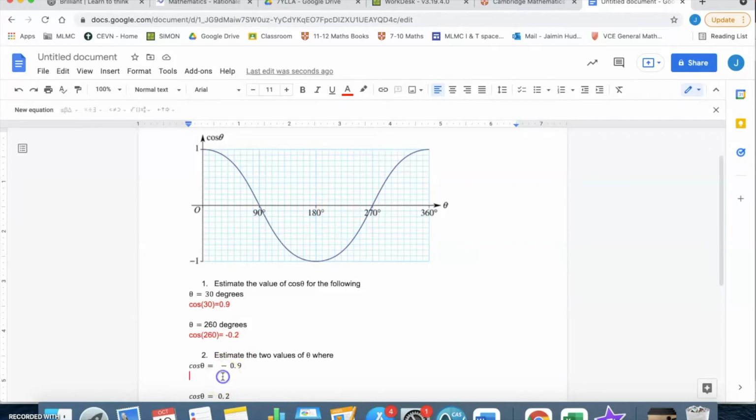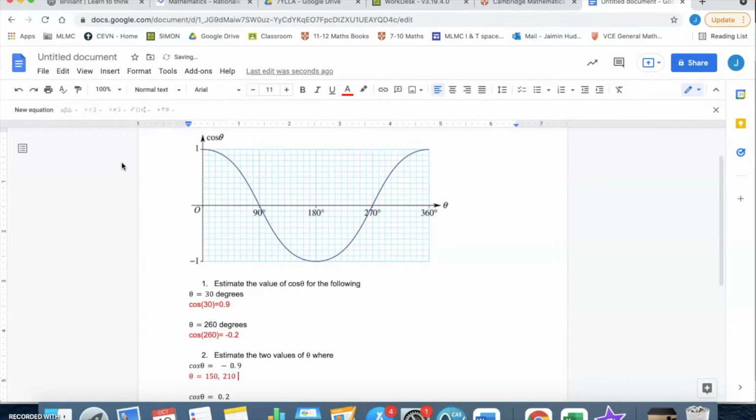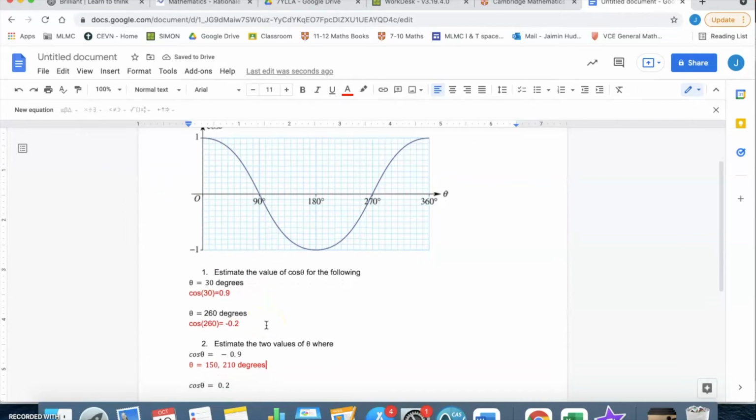Okay, so we could say that to get that answer of negative 0.9, theta would be 150 degrees. I'll just make it quick here because I'm on Google Docs. Degrees. There we go. So that's answering that one. Do you see how we sort of went the other way around? Instead of starting on this axis, we started on that one instead.